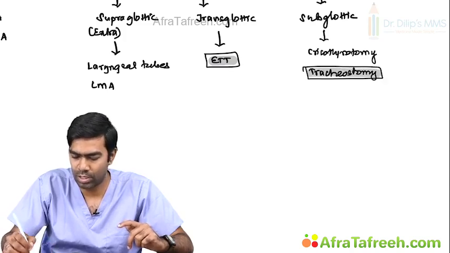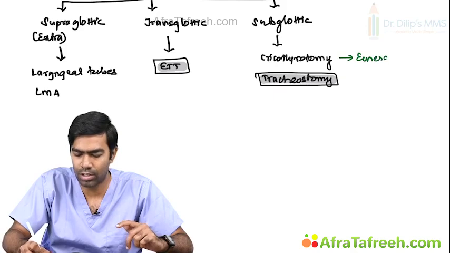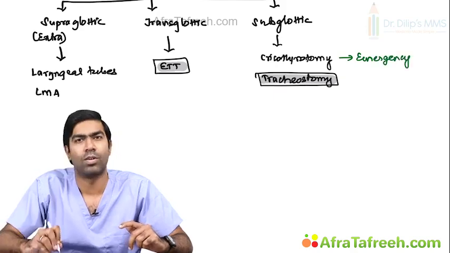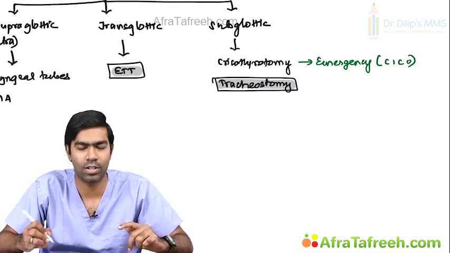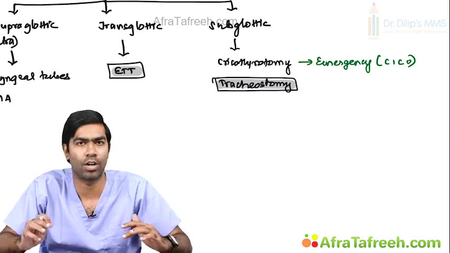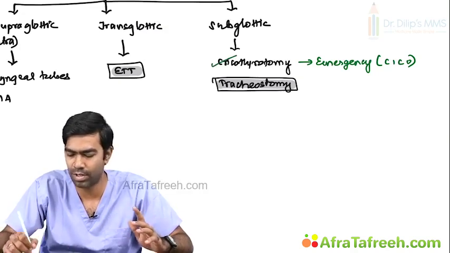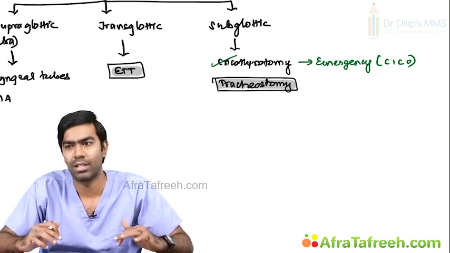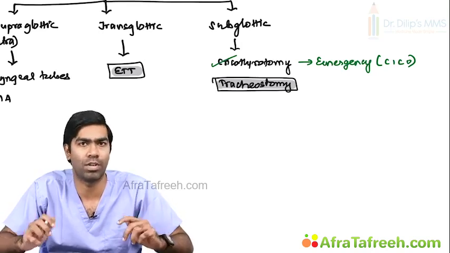Remember, this cricothyroidotomy is usually performed only in emergency conditions, like when you cannot intubate at all. There is a scenario called can't intubate, can't oxygenate. That's called a CICO scenario. Can't intubate and can't oxygenate in emergency scenarios. In those conditions only, you generally prefer a cricothyroidotomy. It is a type of definitive airway, but we don't perform it routinely.